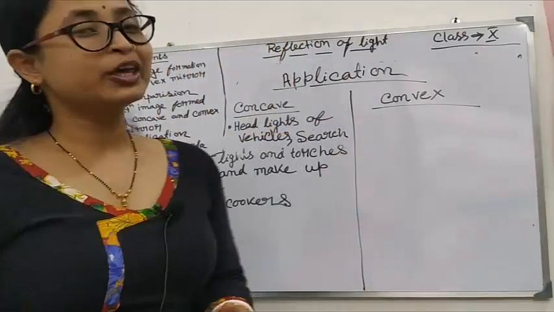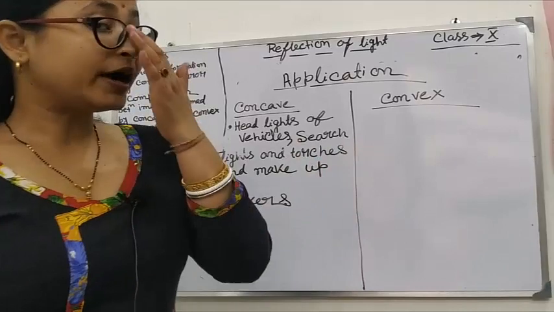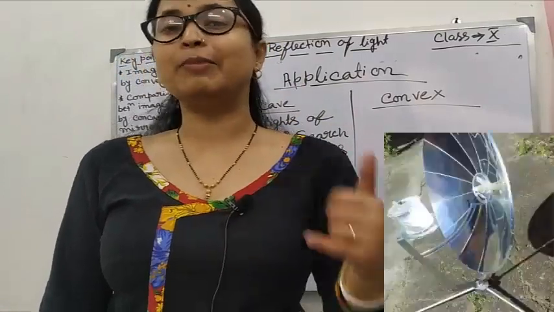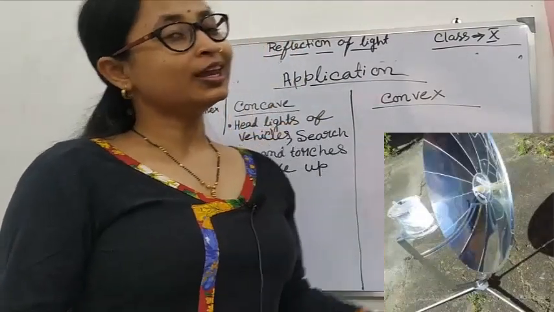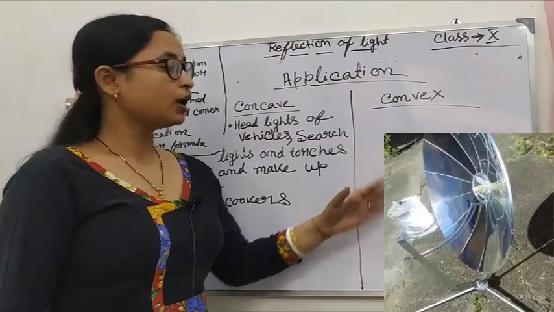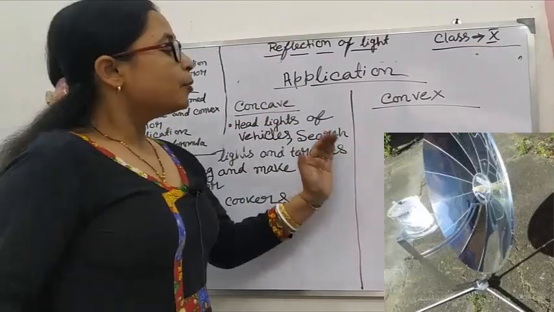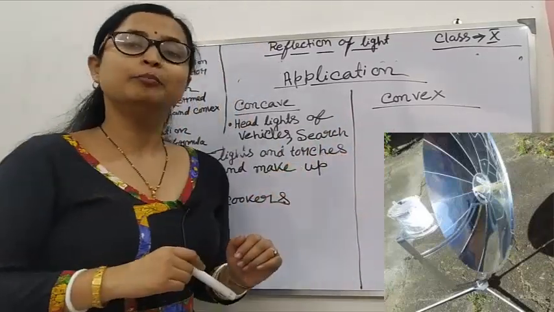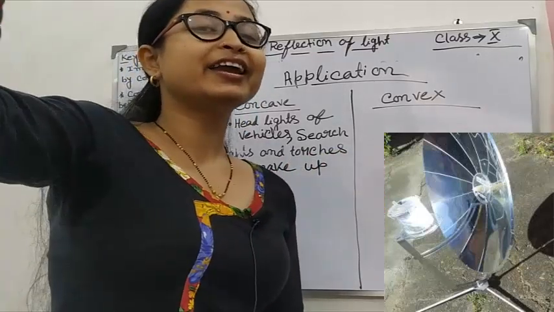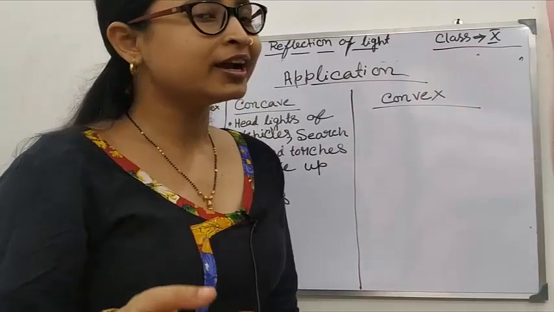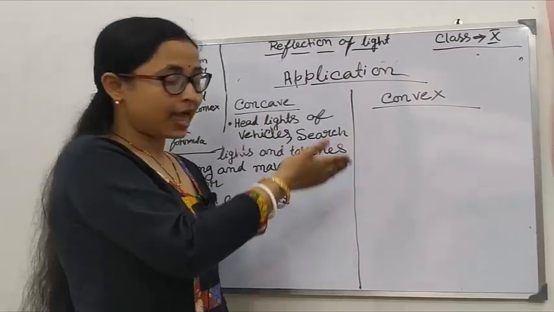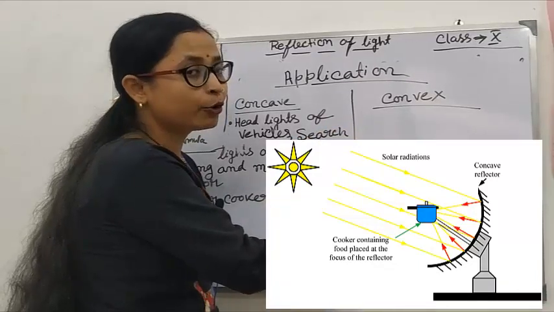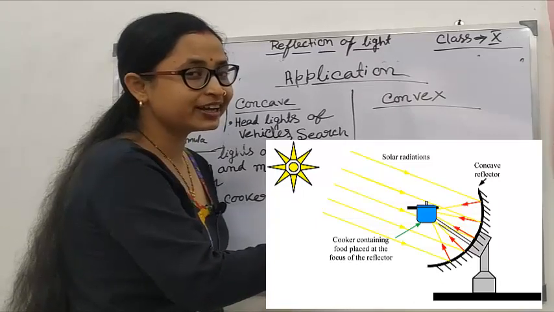Concave mirror is also used in solar cookers. So what is the application of a solar cooker? Solar cooker helps to cook food material by using the sun's rays. So in solar cooker also we are using concave mirror. How? In that case, we will place the container having food material at the focal point of the mirror. Now, as the sun is at infinite distance from the mirror, all the rays come parallel to the principal axis. As a result, after reflection from the mirror, they will meet at the focus point where we have already placed the container.